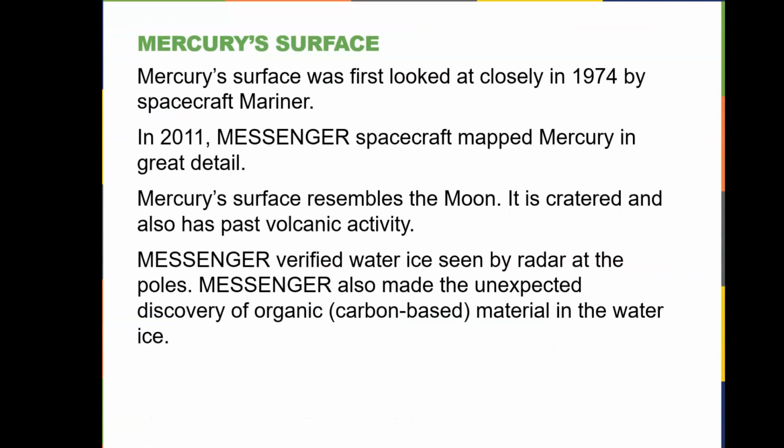Mercury's surface was first looked at closely in 1974 by spacecraft Mariner. In 2011, Messenger spacecraft mapped Mercury in great detail. Mercury's surface resembles the Moon. This is why it is in this section of the lecture. It is cratered and also has past volcanic activity. Messenger verified water ice seen by the radar at the poles. Messenger also made the unexpected discovery of organic or carbon-based material in this water ice.